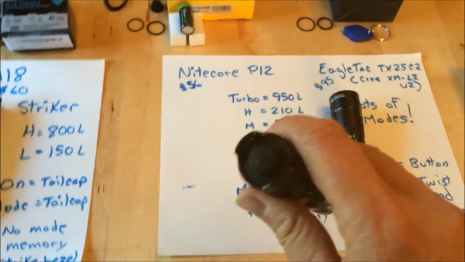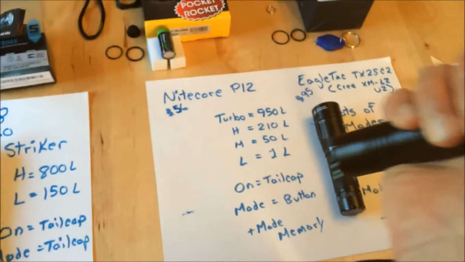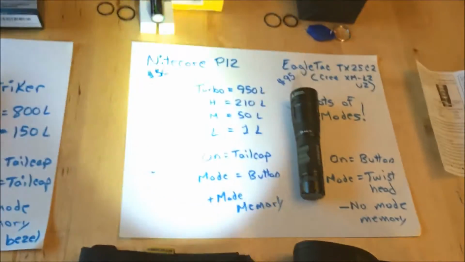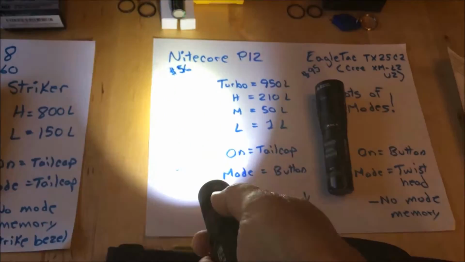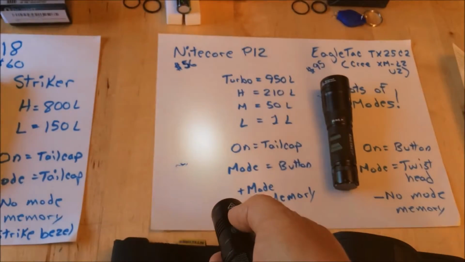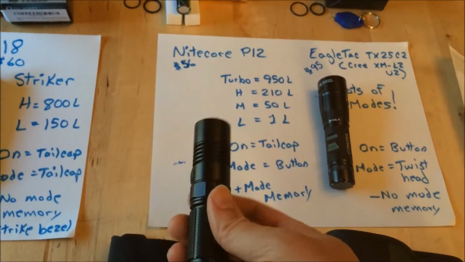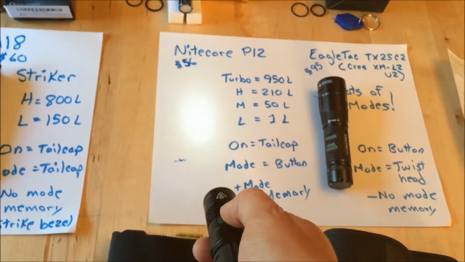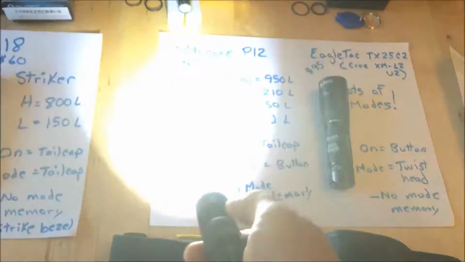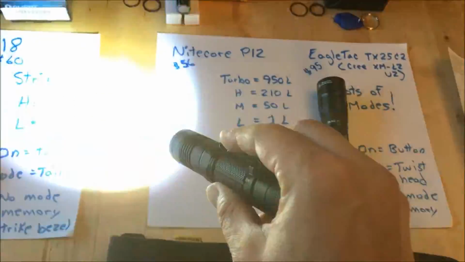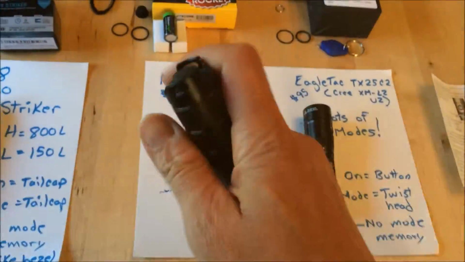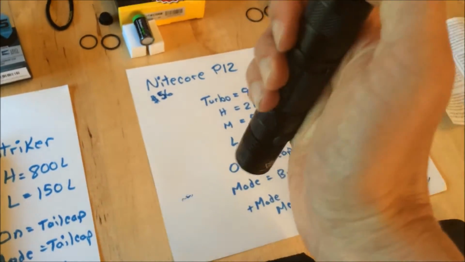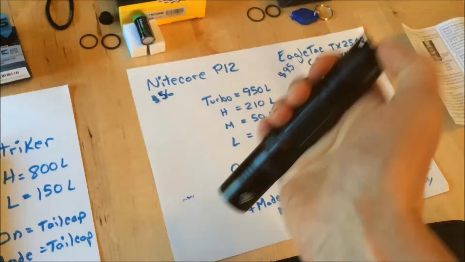A demonstration of the Nitecore modes. I turn it on with the tail cap, and then I switch between modes with the button up front. Okay. From any of those modes that I'm in, I can enter strobe by pressing and holding this down. Now, whichever mode I'm in, when I turn off the light, I'll enter back into it when I turn it back on.